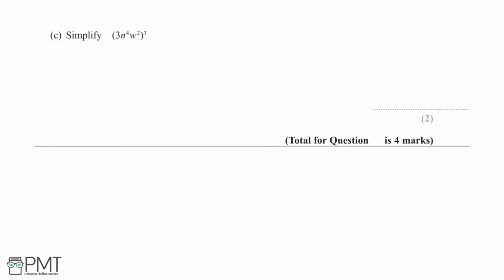We have been asked to simplify 3n to the 4 w squared, all cubed, for 2 marks. We're going to use the rule that if we have a, b, c all to the power of x, this is a to the x times b to the x times c to the x. And then there's another rule we'll need, which says if you have a to the x all to the power of y, this equals a to the xy.